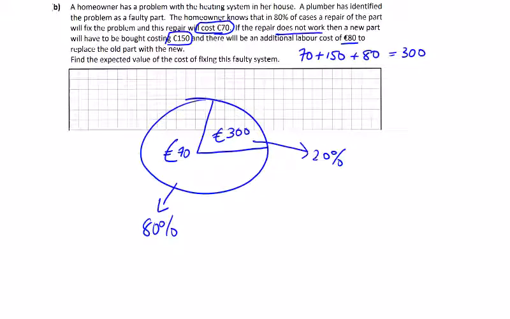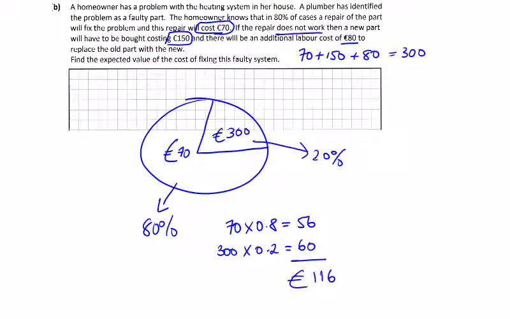So the expected value here is 70 by 0.8. 8 sevens are 56, and 300 by 0.2, which is 60, and 56. The expected cost here, the expected value of this, is 116 euro.